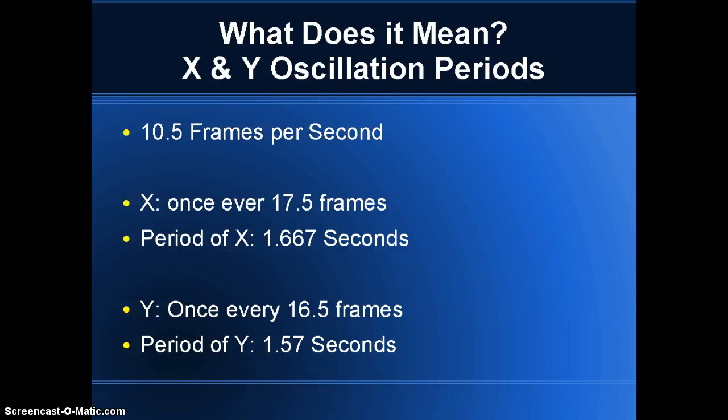Now, assuming 10.5 frames per second, X is once every 17.5 frames, meaning the period of X is 1.667 seconds. Y, on the other hand, once every 16.5 frames, is 1.57 seconds.